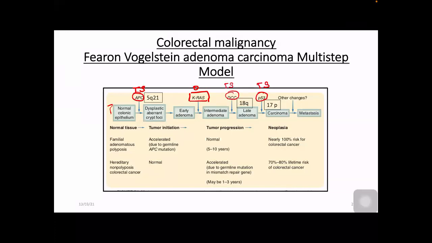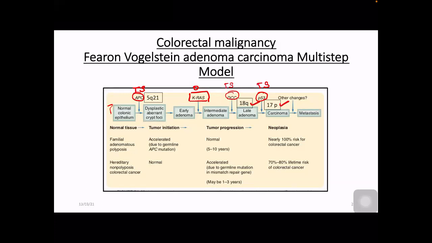Just see this: for the normal colonic epithelium, the first step is the APC mutation. In square brackets, I've also given the chromosome on which the particular gene is present. The APC gene is present at 5q21, so the fifth chromosome, long arm, at 21. Similarly, the DCC mutation is present on 18q, and the P53 mutation is present on 17p.